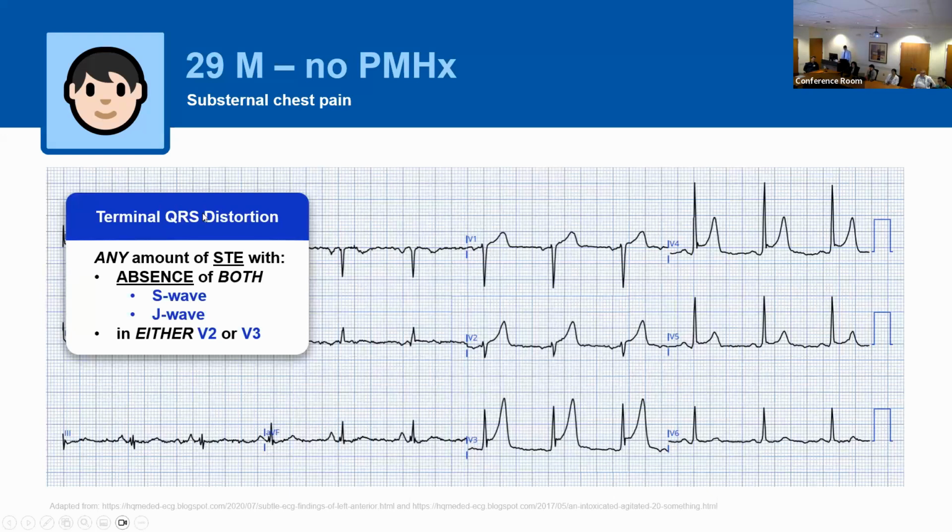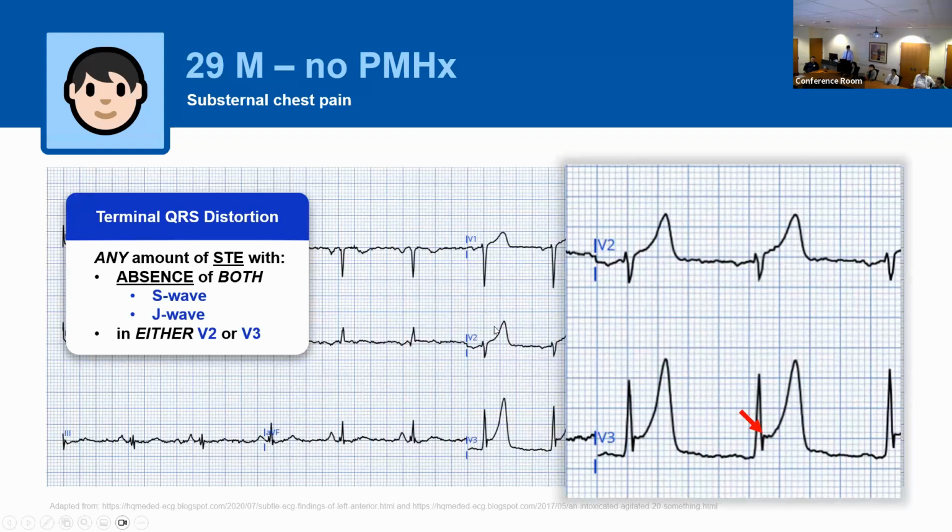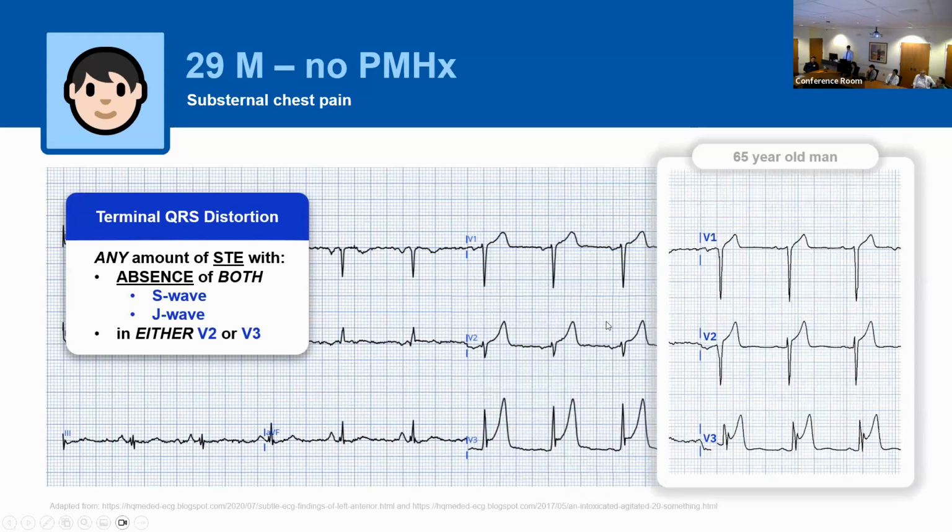But this pattern of terminal QRS distortion refers to the absence of both an S wave and a J wave in either leads V2 or V3. And if that finding is present, it turns out it's relatively specific and concerning for an occlusion myocardial infarction. So if we zoom into his leads, V2 and V3, we can see that sure enough, he lacks an S wave. There's no dip of this waveform below the baseline. And also importantly, there's no following J wave, an extra little jiggle. Now, for a comparison, here's a 65-year-old man who also presented to the ED with chest pain.